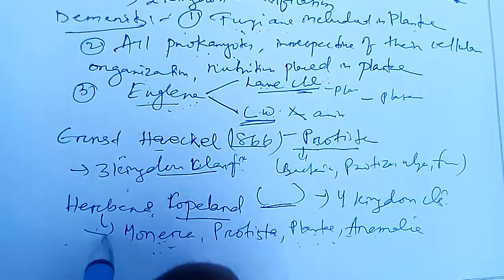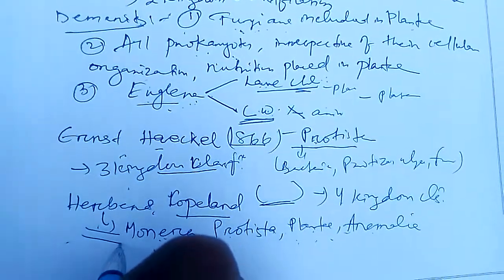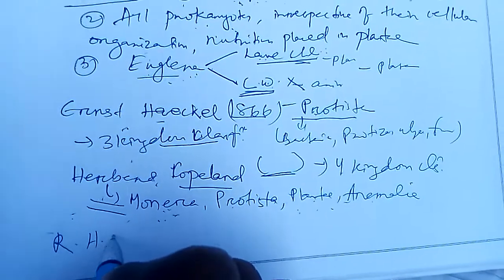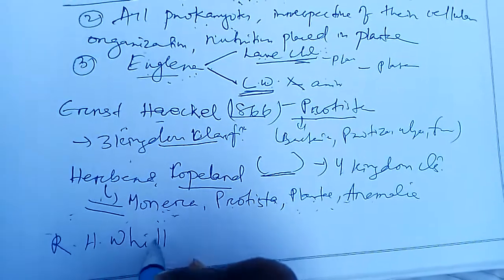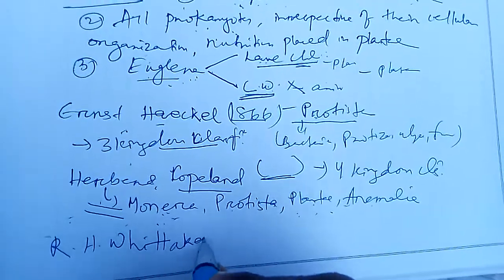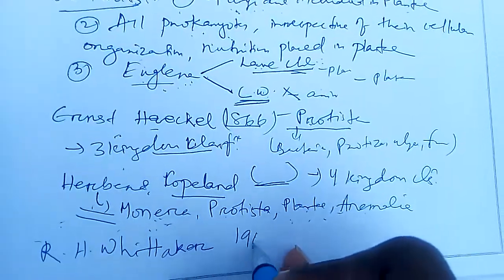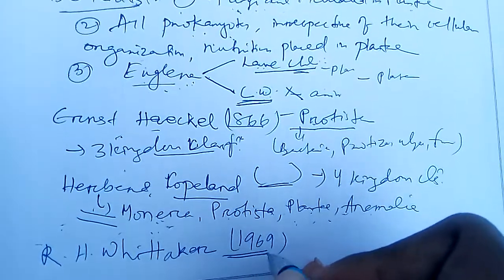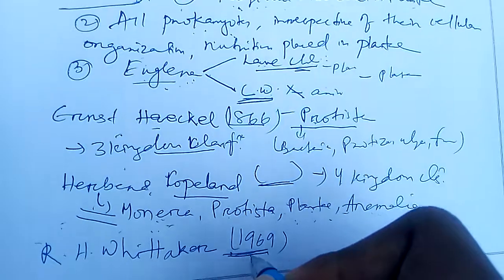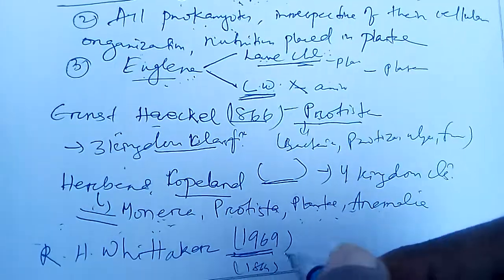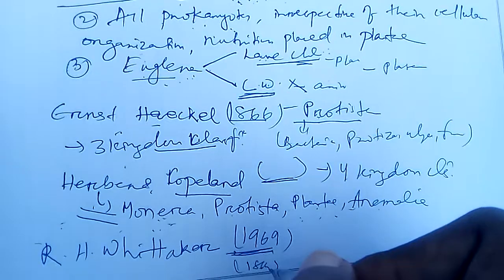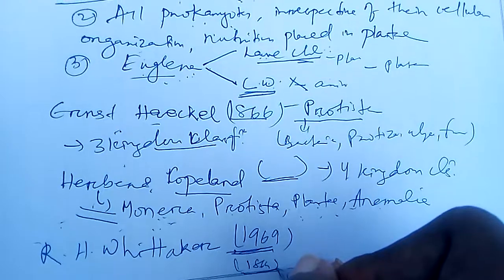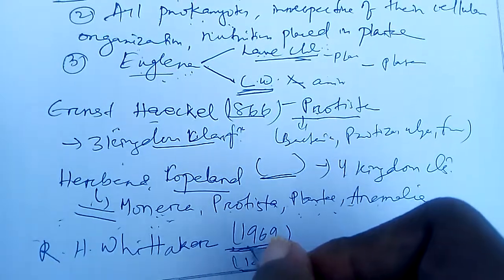But after this, the four kingdom classification was also rejected, and another scientist, Robert Whittaker, R. H. Whittaker, W-H-I-T-T-A-K-E-R, came in the year 1969. This year is easy and very important to remember, because 100 years earlier, on 2 October 1869, the father of India, Mahatma Gandhi, was born. So if we remember 1869 as his birth year, it will be easy to remember 1969.